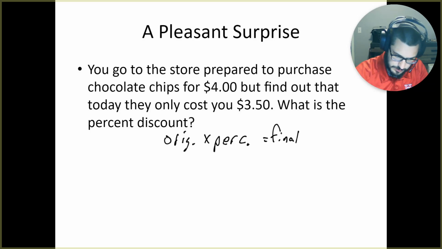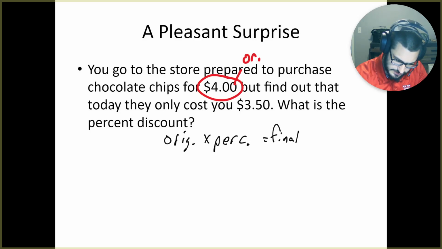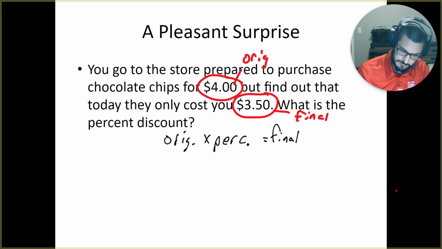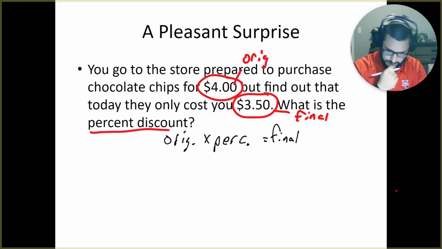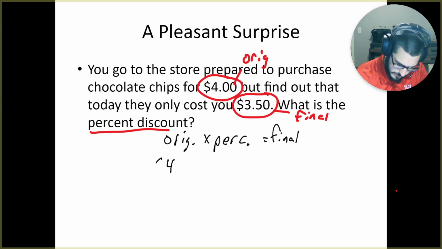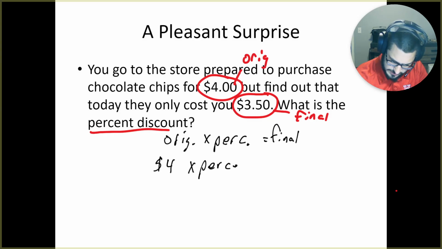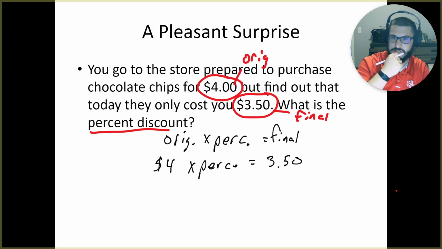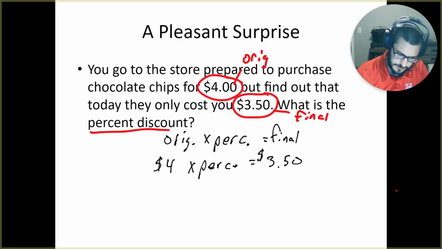All right, welcome back. We've got original is $4. My final is 3.5. I want to know what the percent is. So my original is $4 times the percent equals 3.50. Okay.